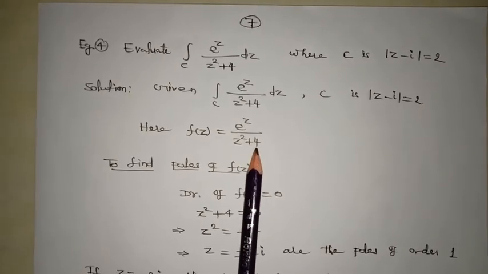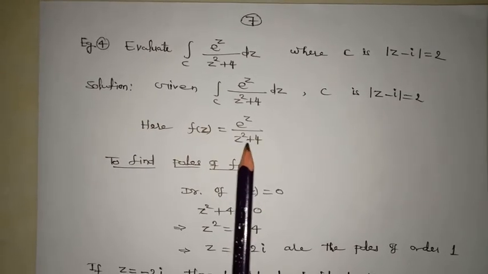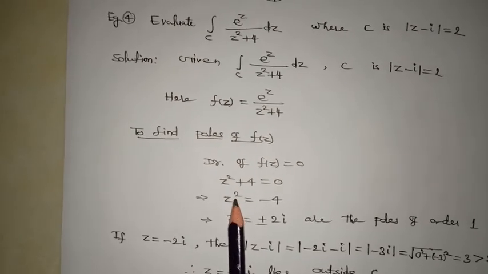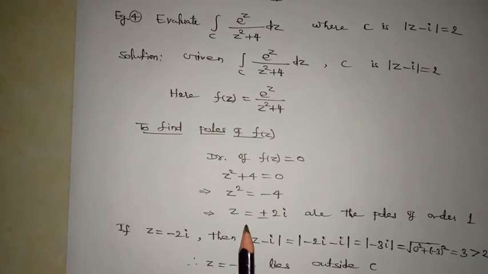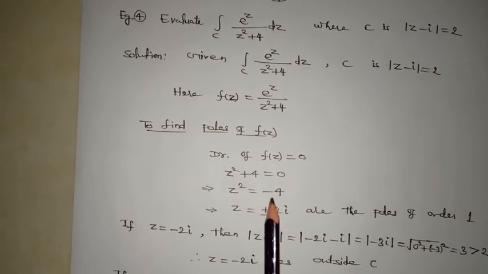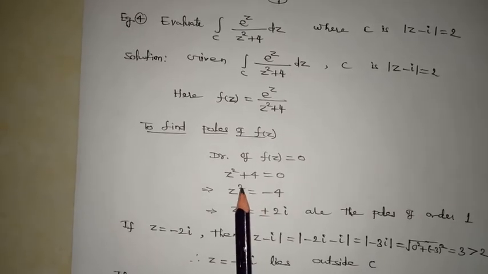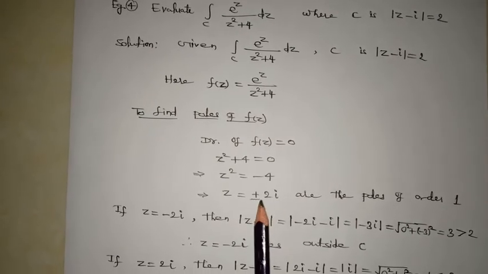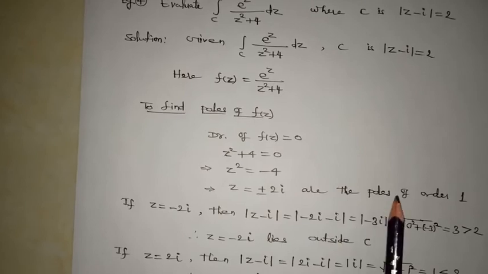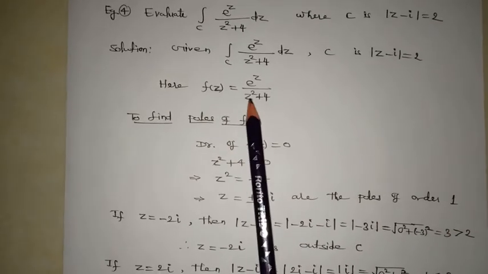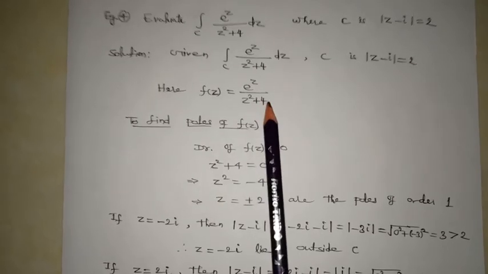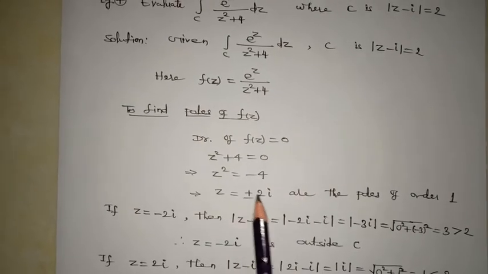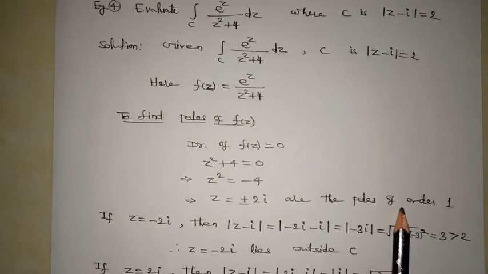Next, how to find poles? As you guess, to find poles, equate the denominator of f of z with 0. That gives you z square plus 4 equal to 0, so z equal to plus or minus 2i. Why? Because the square is negative, and if a square is negative it is obviously imaginary. Now plus 2i is one pole and minus 2i is another pole, and they are poles of order 1, because the power of z square plus 4 is 1. So z equal to plus or minus 2i are the poles of order 1.